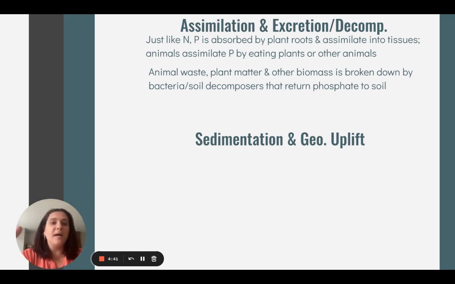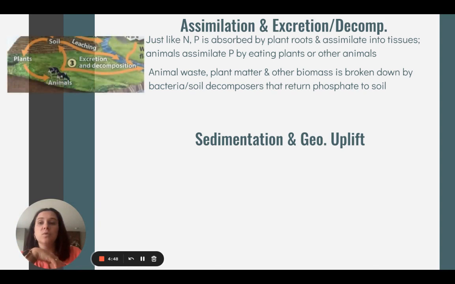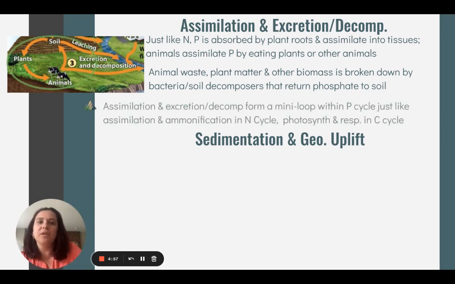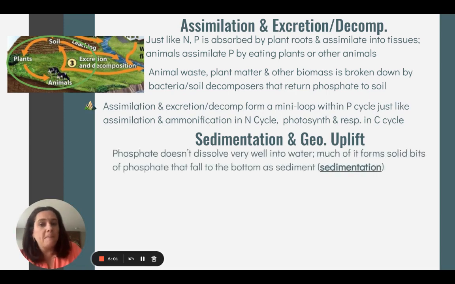Animal waste, plant matter, biomass that's deteriorating, as that gets broken down by bacteria and soil decomposers, it'll return phosphate to the soil. So again, kind of like the nitrogen cycle, we get a mini loop there, right? That'll kind of self-sustain. That's a slightly quicker loop than the other parts that you see there. But again, that loop all the same.